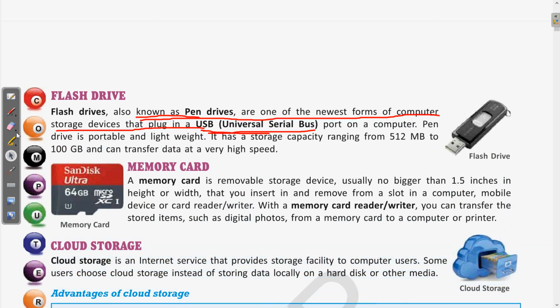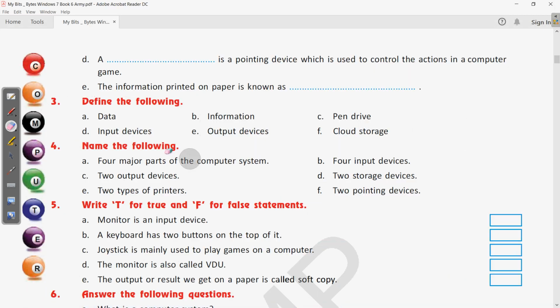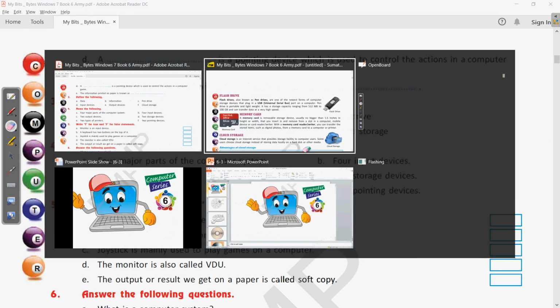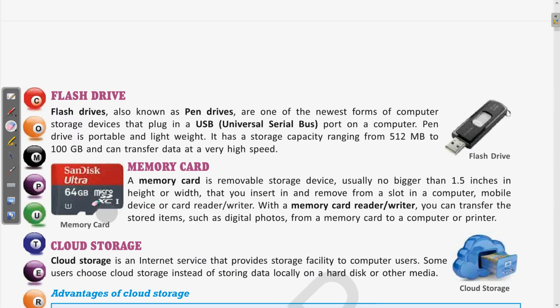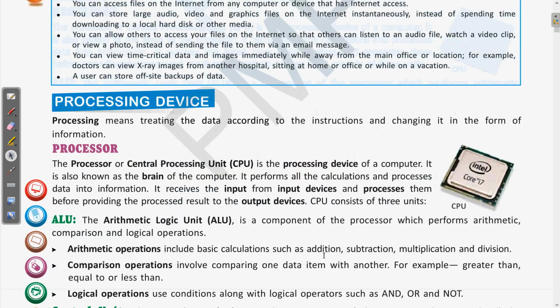Let us see the next define question. The next define question is, define input devices. So input devices, output devices, and cloud storage. Let us see all of these three collectively: input, output, and cloud storage. Cloud storage you can find here, given on this page. The page number is 10.